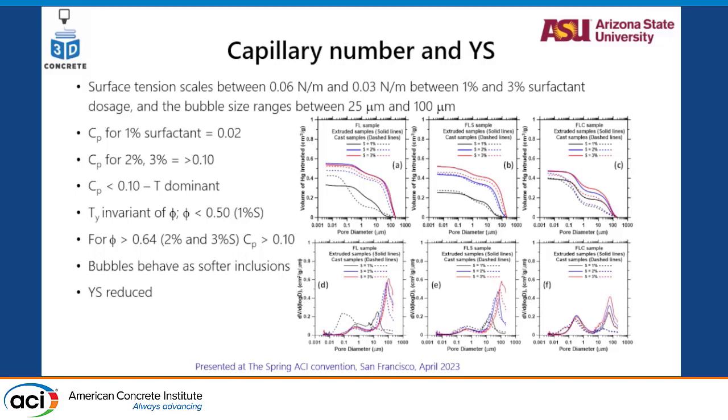But again, pore size is important, so we have to do mercury intrusion porosimetry to find out what the actual pore sizes are. When the capillary number is less than 10, surface tension is dominant. Parametrically, you can easily figure this out. Yield stress is invariant of volume fraction at less than 0.5, which is 1% surfactant. But if you get to about 3% surfactant, which is greater than the 0.64 jamming transition, your capillary number is more than 10, and your bubbles behave as softer inclusions. Your bubbles don't break, they just deform. As you extrude through, bubbles deform, and once it's laid, it gets back.